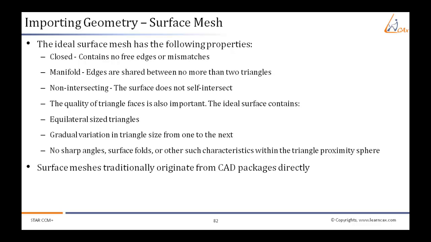We have to ensure that the quality of the surface mesh should be good if we need to get better volume mesh in less time or steps. If we have no other option than to use a poor quality surface mesh, there is an option to use the surface wrapper or surface remesher.